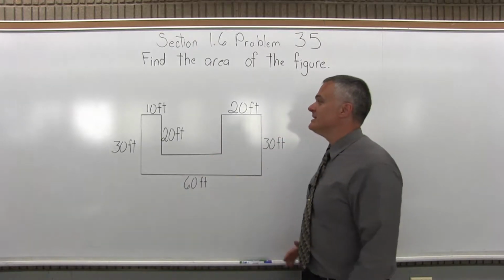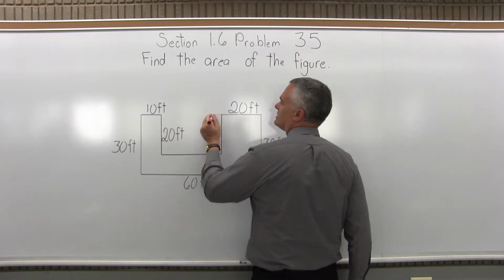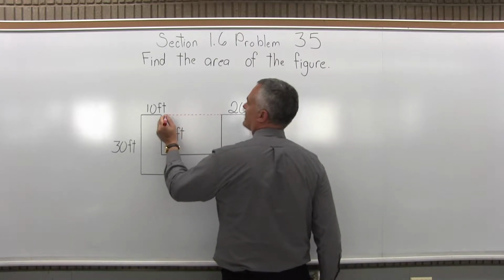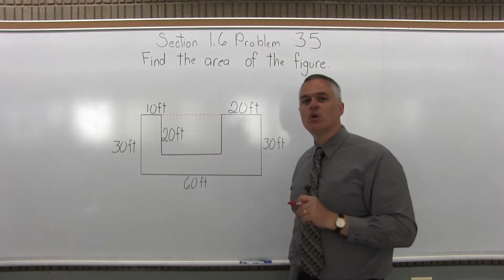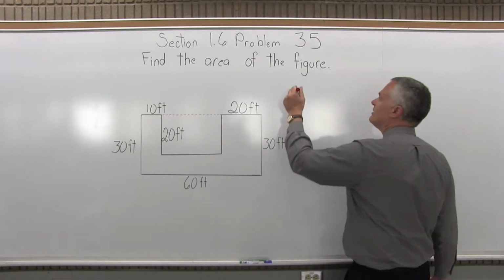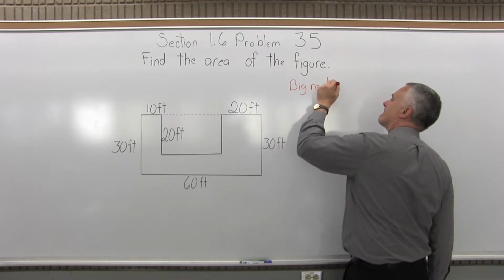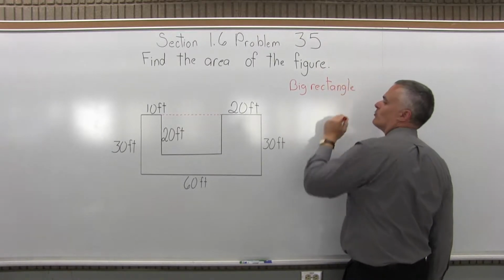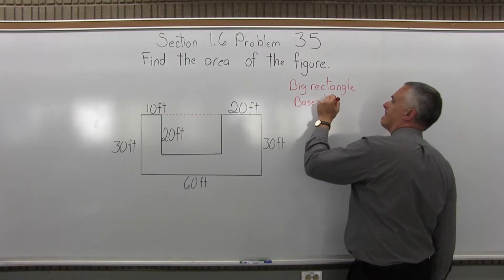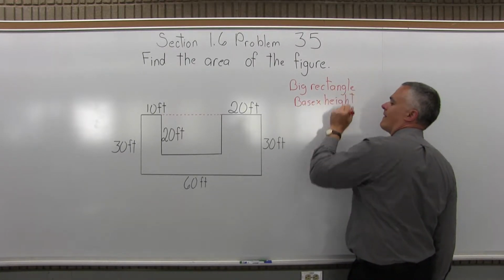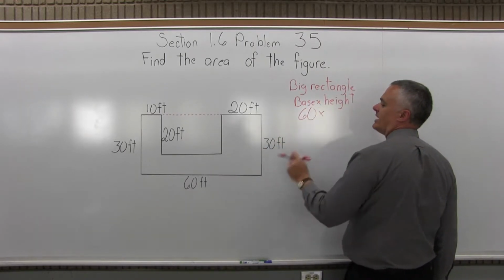But I think what's a little bit easier is find the area of basically what the big rectangle is, and then just imagine across the top connecting it, and there's a smaller rectangle in it. Just subtract off the area of the smaller rectangle. So the big rectangle, the base times the height. The base is 60 feet times the height is 30 feet.